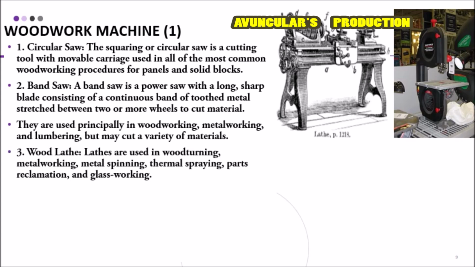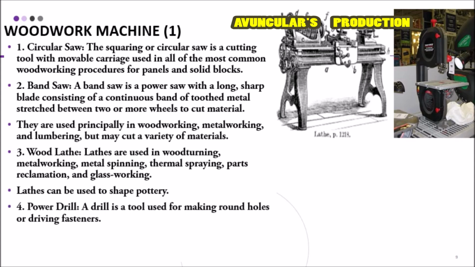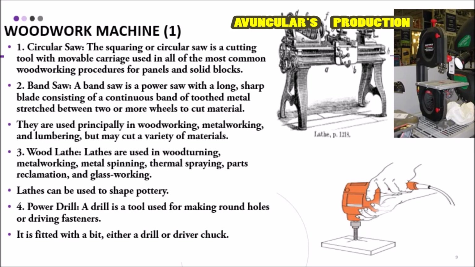Number 3, wood lathe. Lathes are used in wood turning, metal working, metal spinning, thermal spraying, parts reclamation, and glass working. Lathe can be used to shape pottery. Now, number 4, power drill. A drill is a tool used for making round holes or driving fasteners. It is fitted with a bit, either a drill or driver chuck.